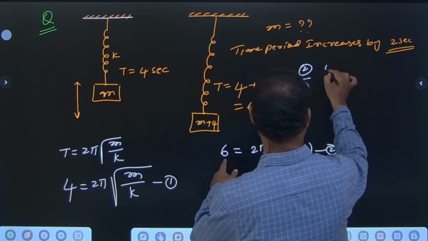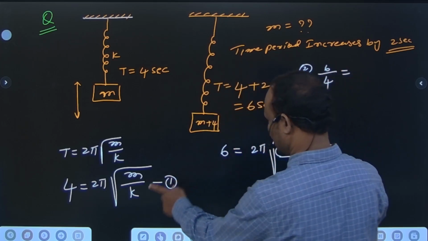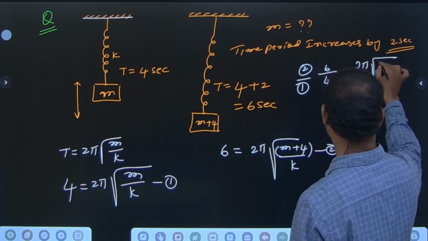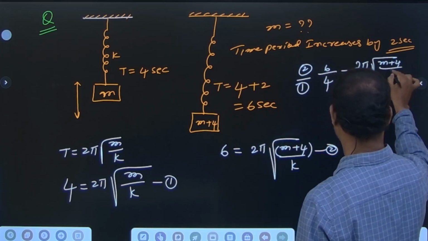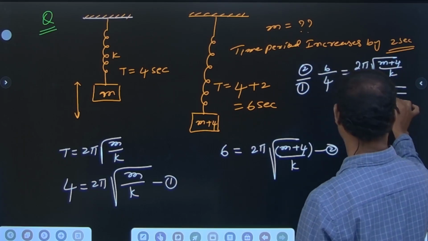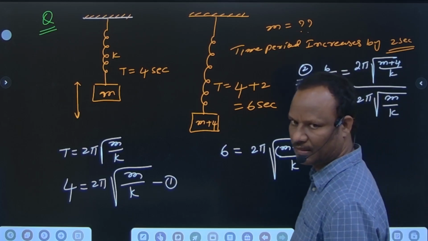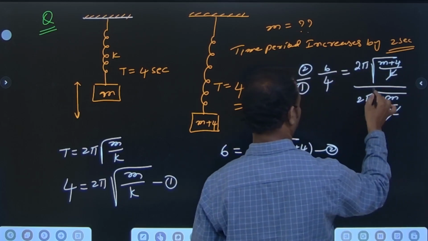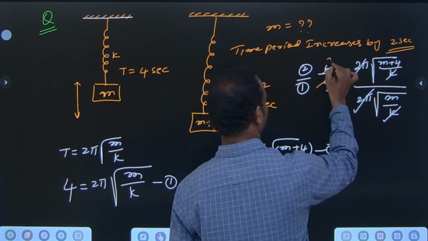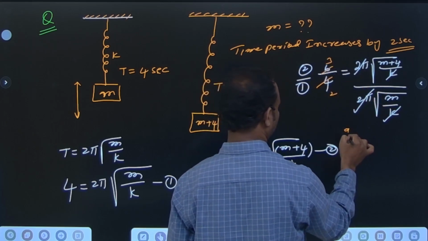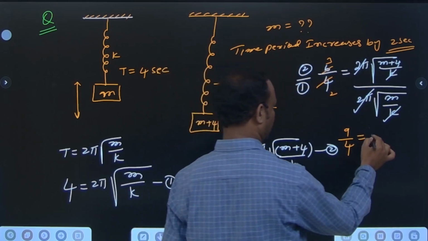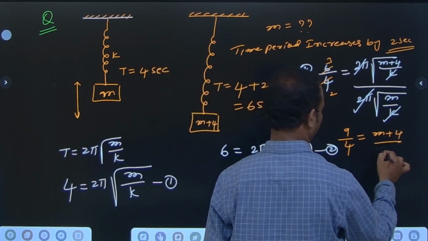6 by 4 is equal to 2 pi under root of (m plus 4) by k, divided by 2 pi under root of m by k. Correct? k and k cancel, 2 pi cancels. 2 twos are 2, 3 twos are 6. Squaring on both sides, 9 by 4 is equal to (m plus 4) by m.